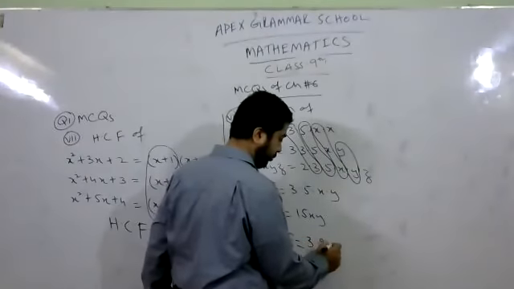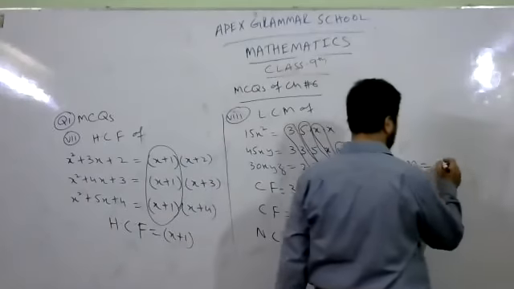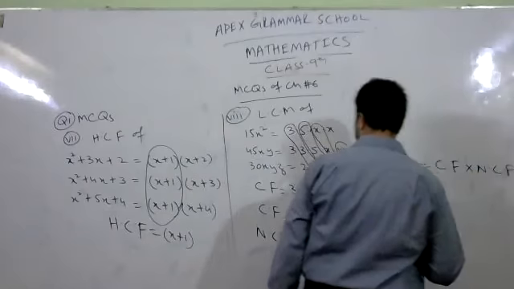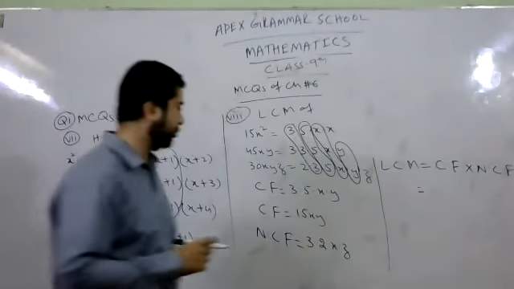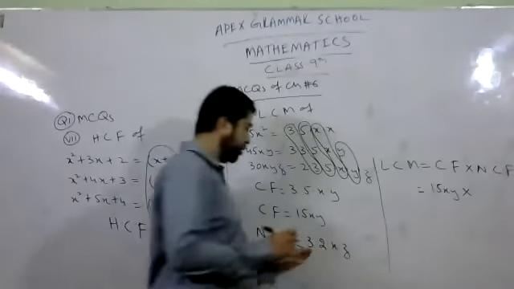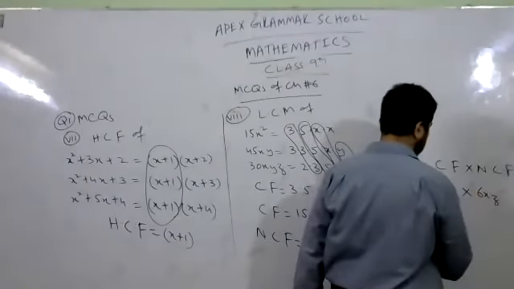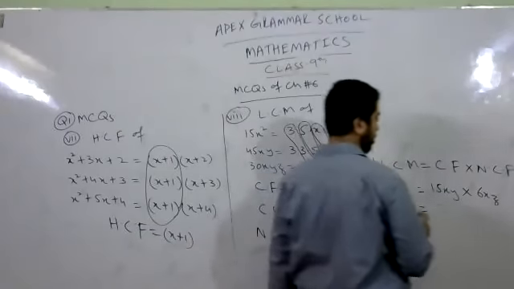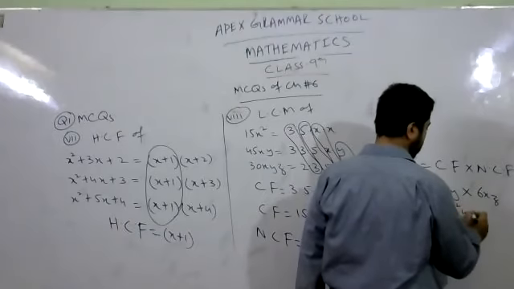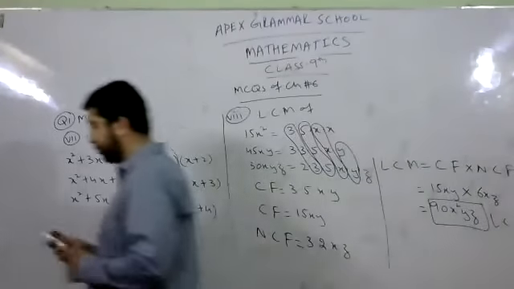So LCM will be the common factors multiplied by the non-common factors. Common factors are 15xy. The non-common factors are 3 times 2 times x times z, that is 6xz. 15 multiplied by 6 will make 90. x square y and z. This is our LCM, and that's it.